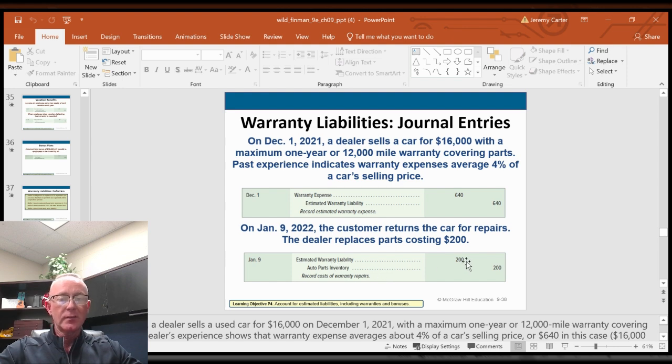So in this case, it says $200 is what comes out, where I have to actually pull parts out of inventory to warranty some of this car. I don't show the cost again. I don't show the expense again because I already showed it in December when I sold the vehicle. So I'm using this liability, reducing the liability to pull the parts out of inventory.